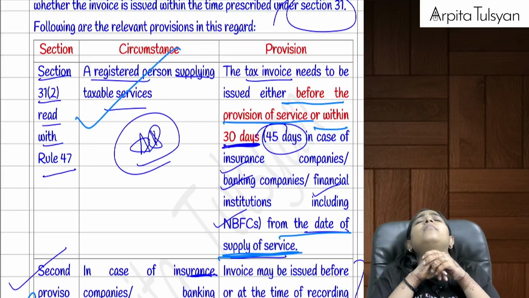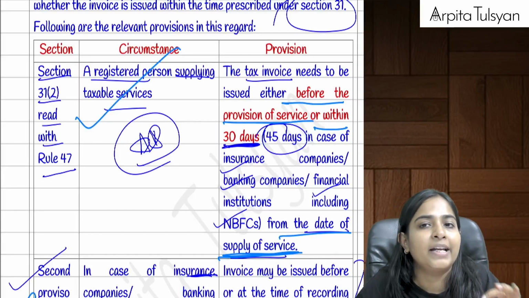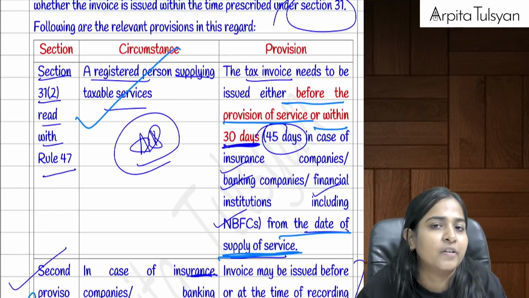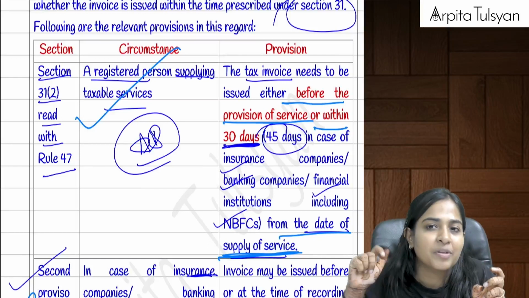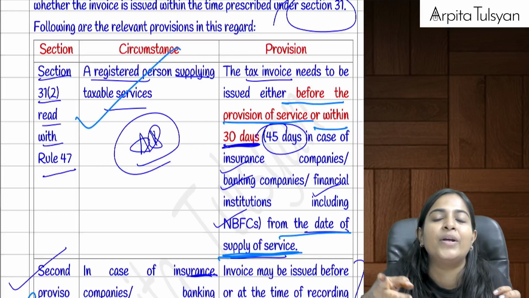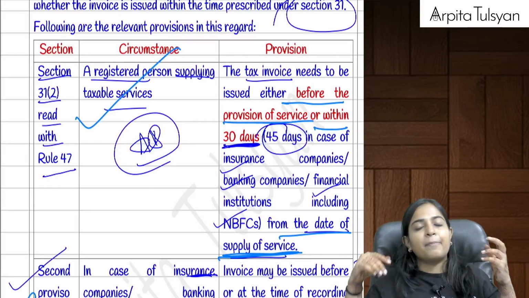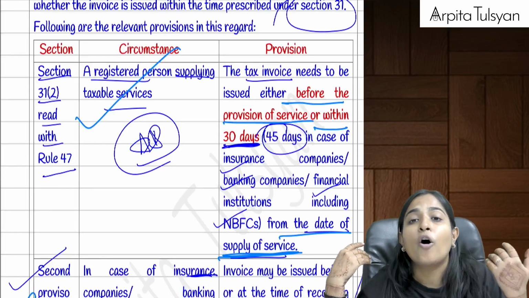Everyone here, a normal supplier providing services: the invoice should be issued on or before the completion of the service, on or before the provision of the service, or within a time period of 30 days from the date of supply of service. But in case of a banking company, insurance company, including NBFC, instead of 30 days it is going to be 45 days. Let's say the supplier is banking, insurance, telecom, financial institutions, or any notified supplier.